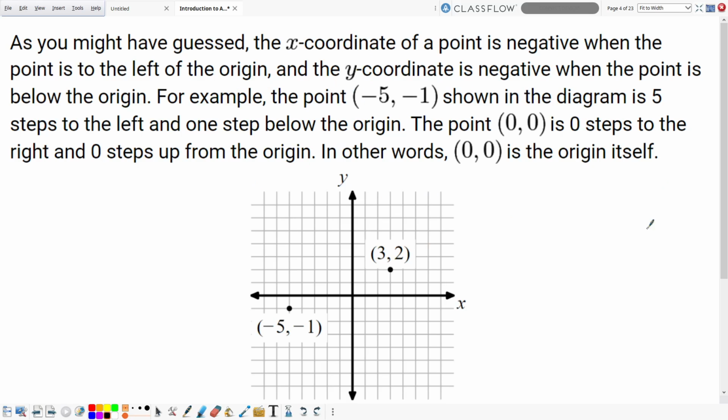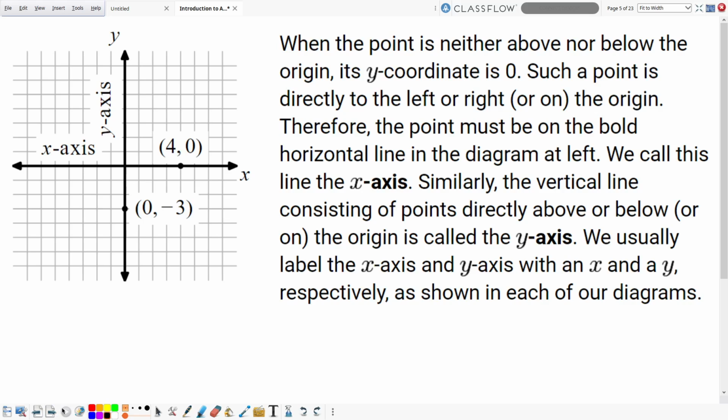When your x coordinate is negative, it means the point is to the left of the origin. If your y coordinate is negative, then it's below the origin. We went over this already.